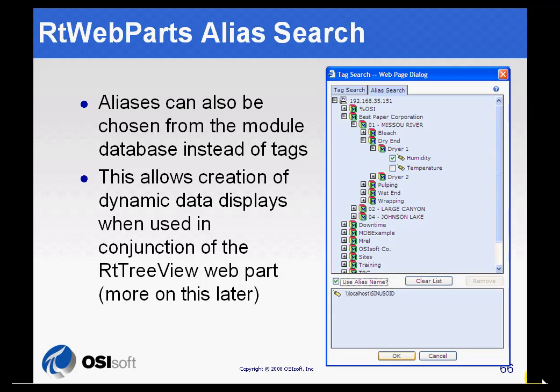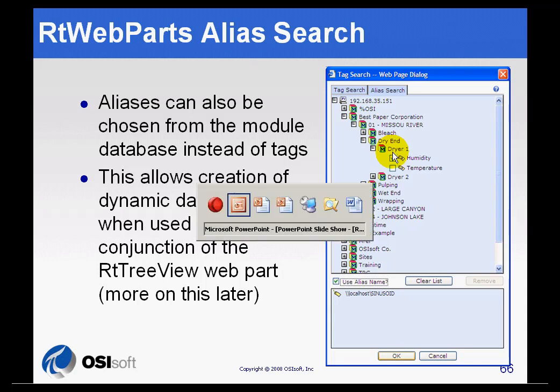Another way to find a Py tag is to use an alias search. Now this brings up the whole concept of the Py module database. It's kind of an asset database that allows you to organize your Py tags using a hierarchy so that instead of remembering naming conventions, for example, you could just search for things that you're interested in. So let me show you how this would help.